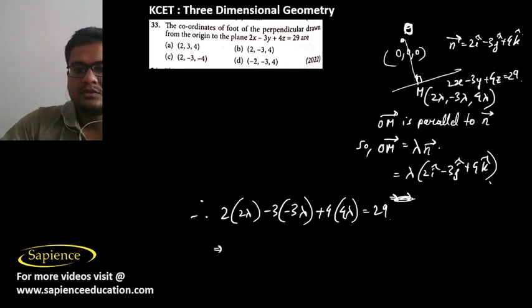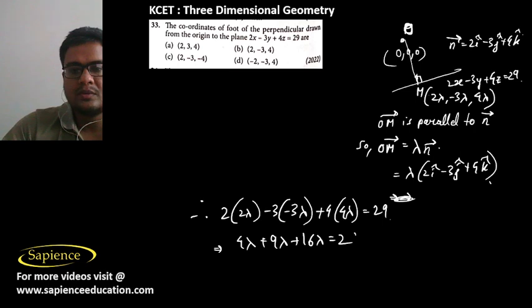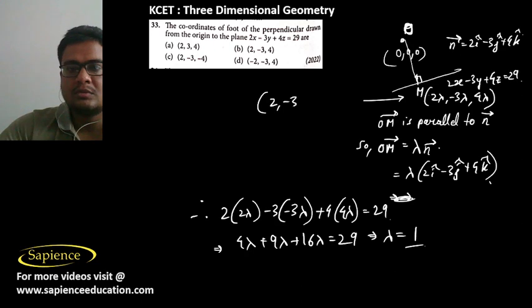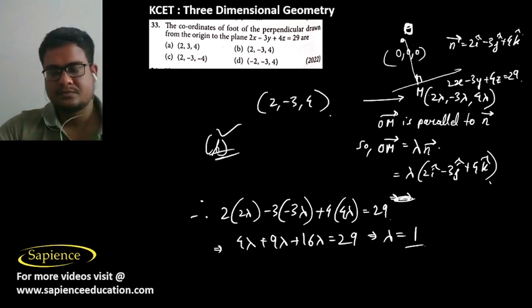So 4 lambda plus 9 lambda plus 16 lambda is equal to 29. Since 29 lambda is 29, lambda is equal to 1. Therefore the coordinates of the point M are 2, minus 3, 4. So option B is the correct answer.